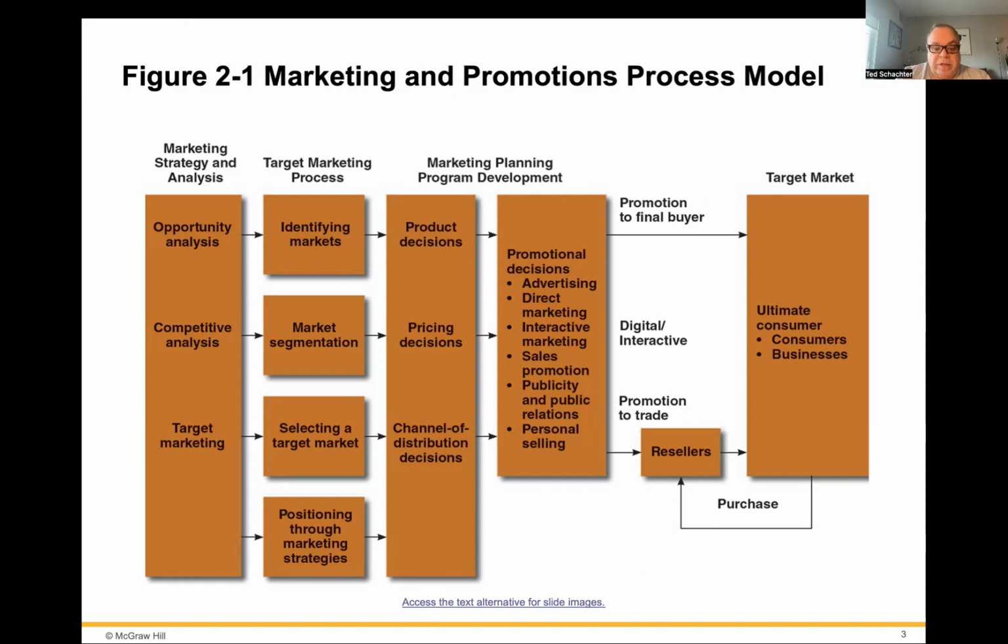Or Dove, look at Dove. Dove soaps, shampoos, and everything else for a long time were just for women. And then they introduced a male line because that was a market they identified that they could serve.